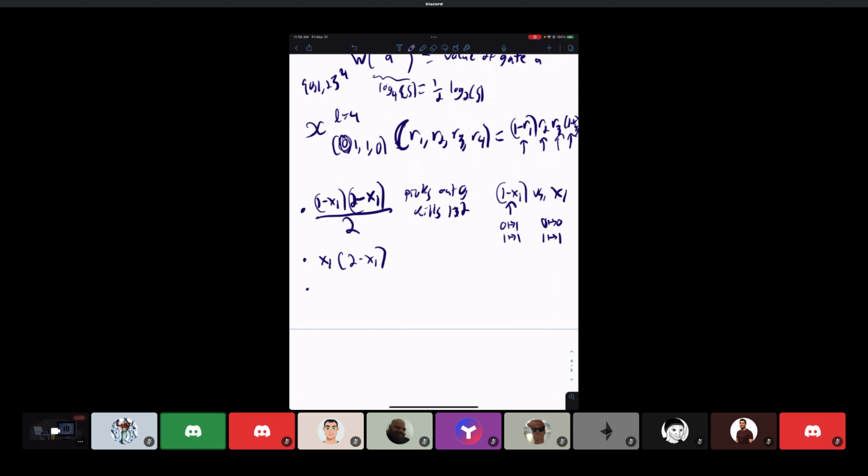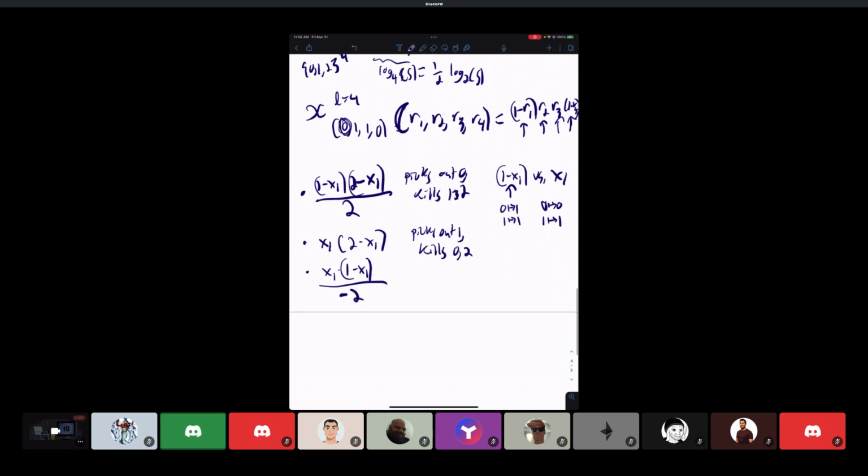And then the last one, so this picks out 1, kills 0 and 2, and then the last one is we want to kill 1 and 0, and make sure 2 maps to 1. So I guess we divide by -2. Yeah, and then the corresponding basis polynomial in that case, I guess, would be you want to pick out 0.